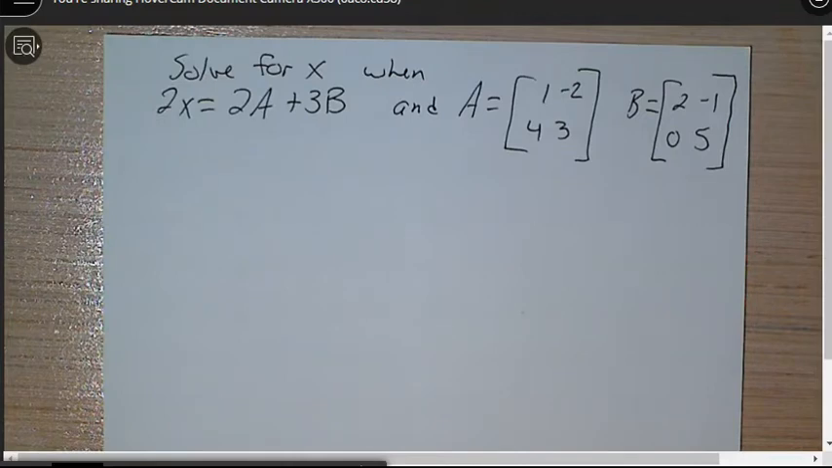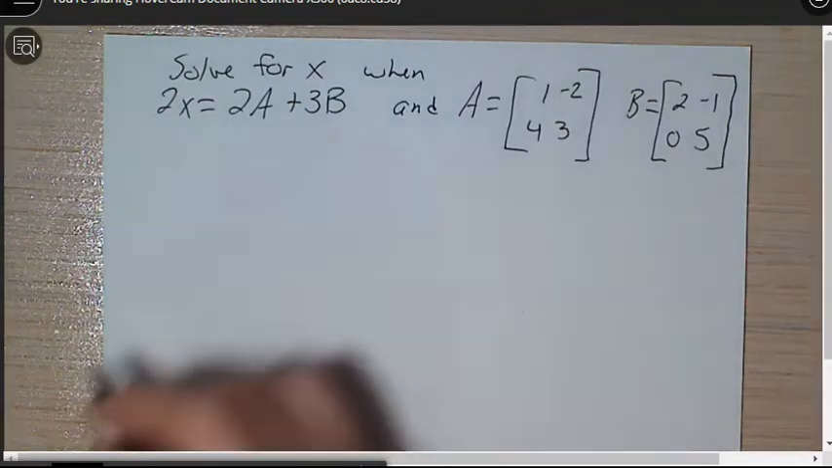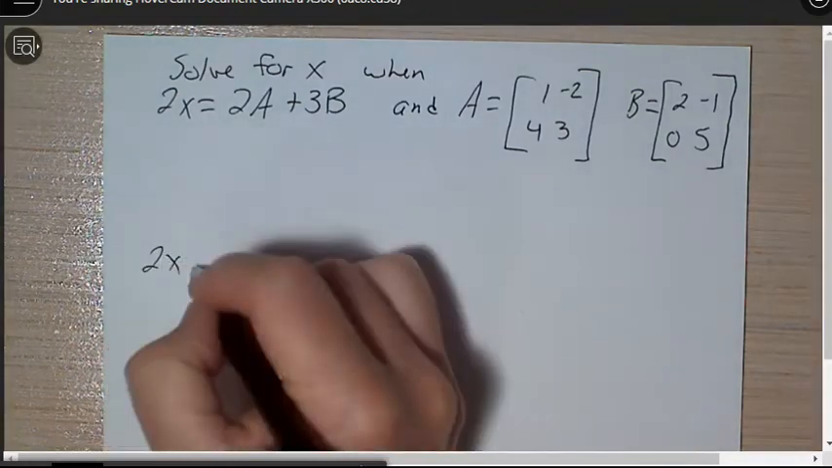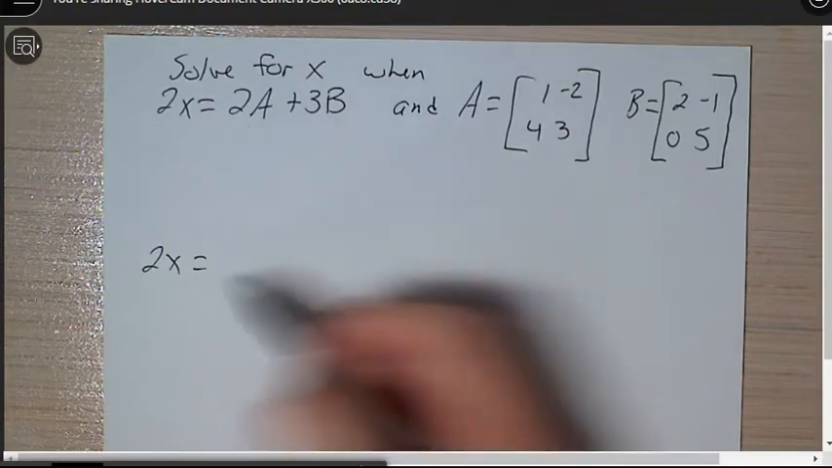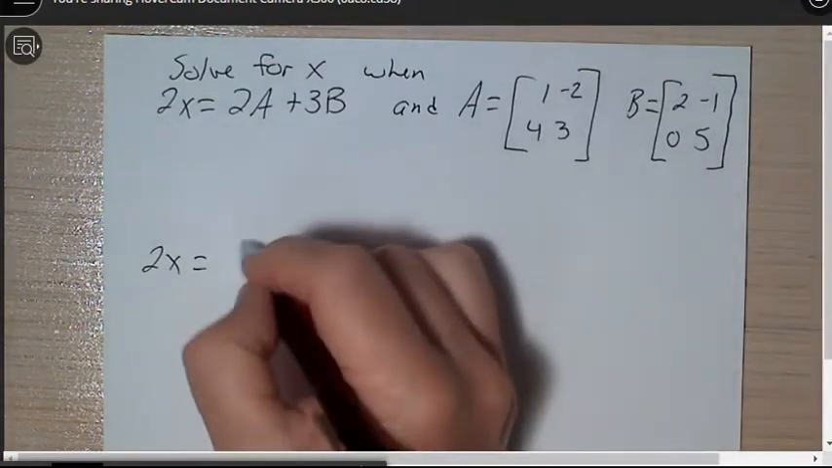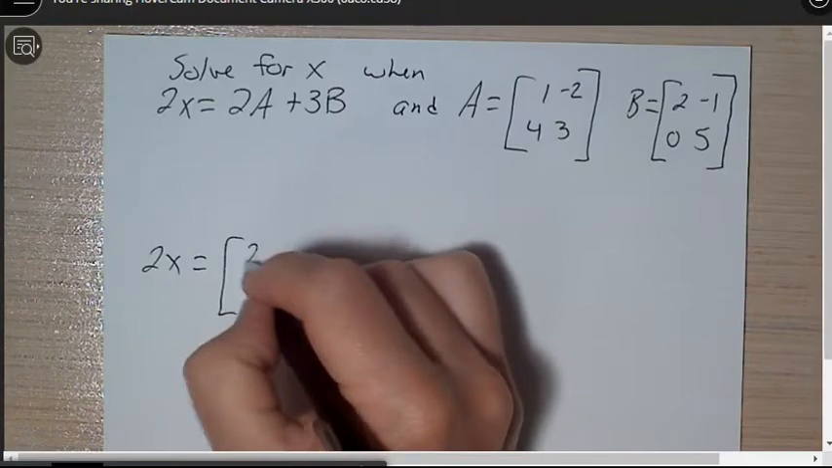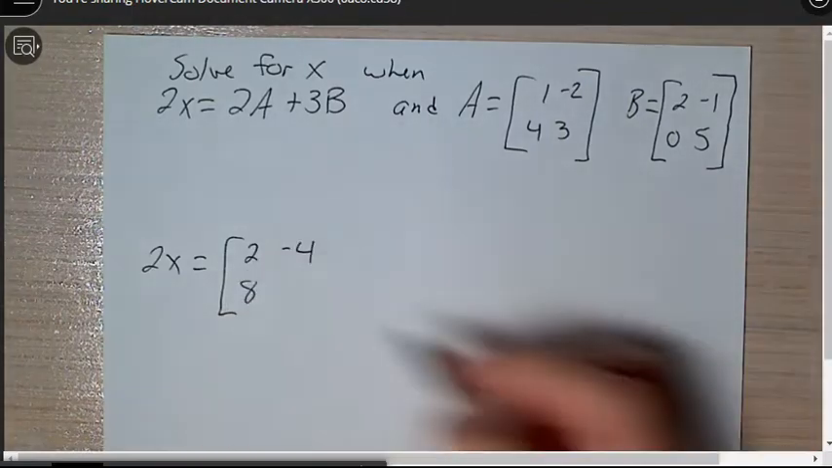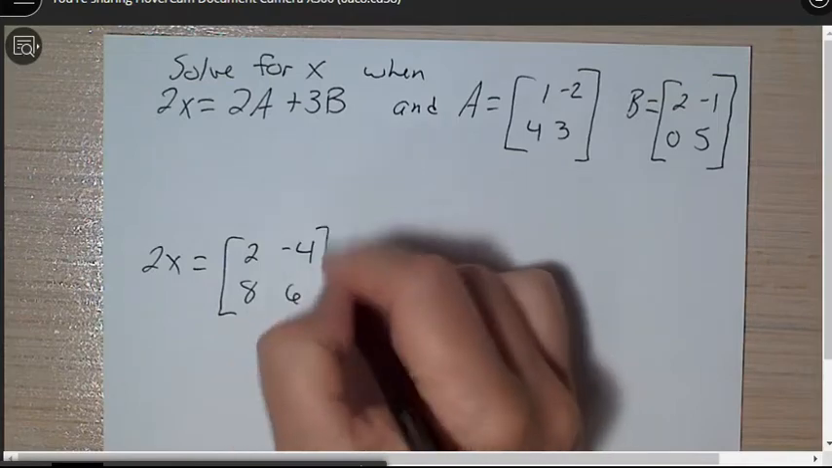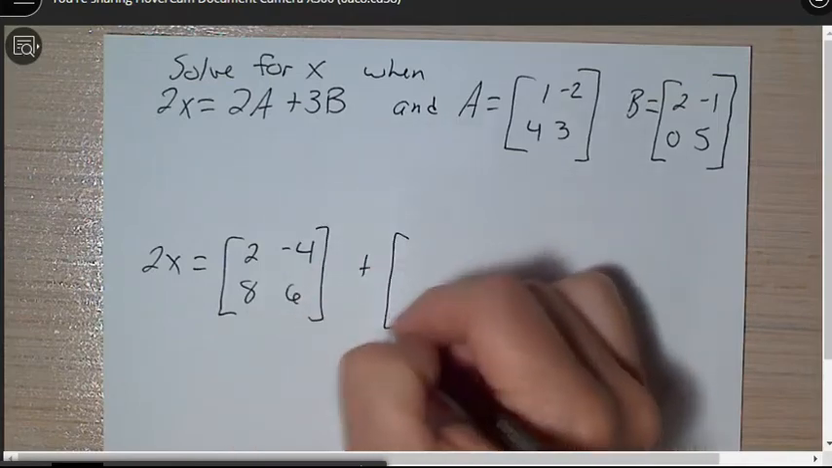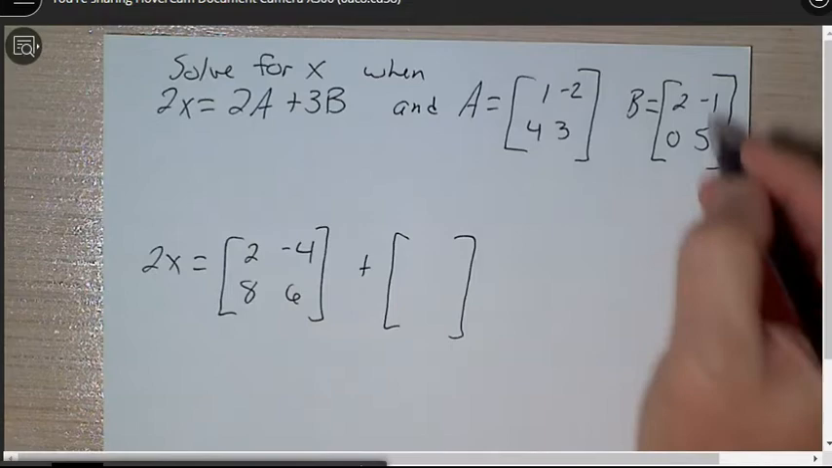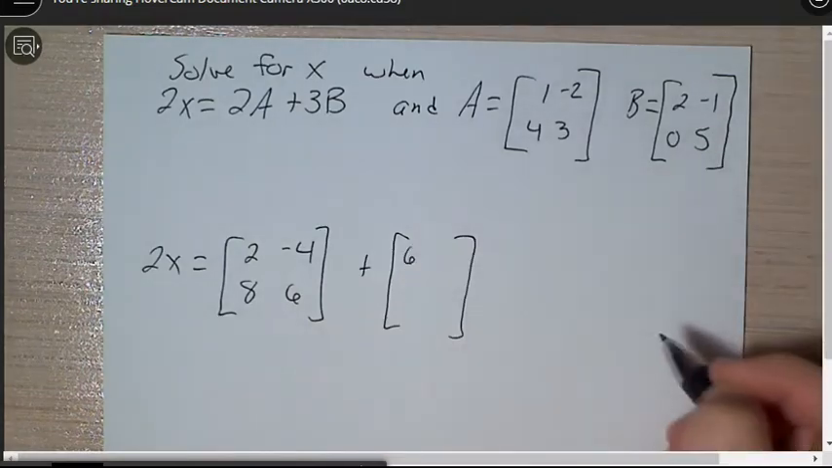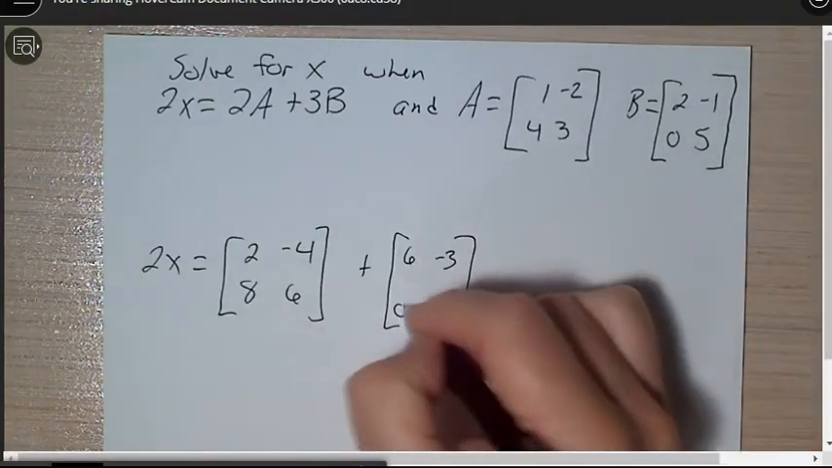Okay, and really all you have to do is they give you the setup, so you go back and plug in everything that you can. So you've got 2x, which we're going to solve for. And if you go ahead and do 2 times a, you double every single number that's in here. So that's 2, -4, 8, 6. I'm going to add that to 3b, multiplying every number in here by 3. That's 6, -3, 0, and 15.